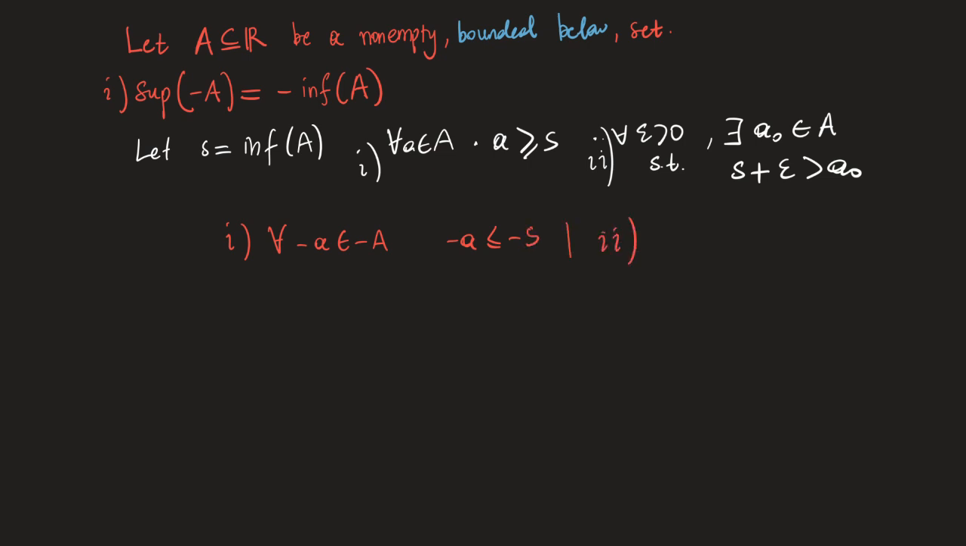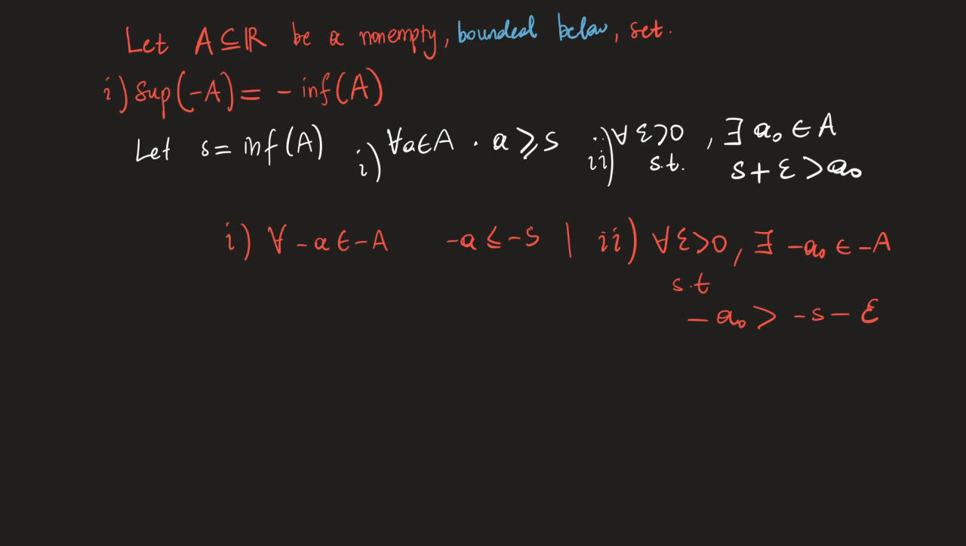For every epsilon bigger than 0, there exists a0 in A, or let me put minus a0 in minus A, such that minus a0 is bigger than minus S minus epsilon. Okay, now it's nice. So remember the definition of supremum.